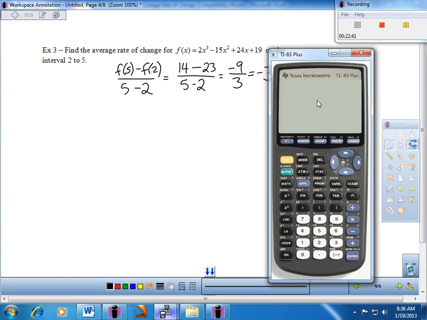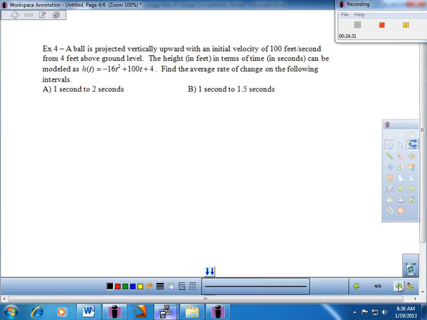All right, good. Let's do a little application piece with this, and then wrap this on up. So I'm going to ask for your assistance on this, for you to do a few of these if you get an opportunity. We'll find out if that's the case. So example 4. A ball is projected vertically upward with an initial velocity of 100 feet per second from 4 feet above ground level. The height in feet, in terms of time in seconds, can be modeled as this right here. And everyone, if you don't mind, can you box that up for me?